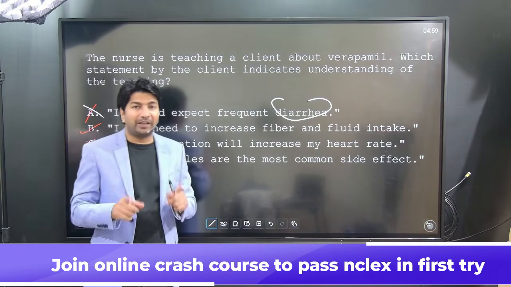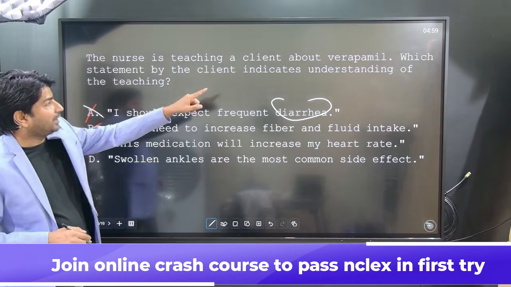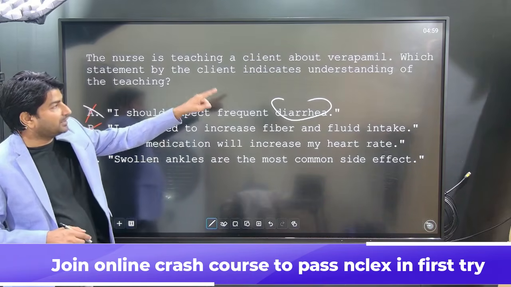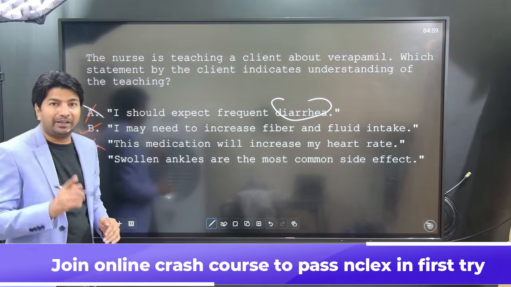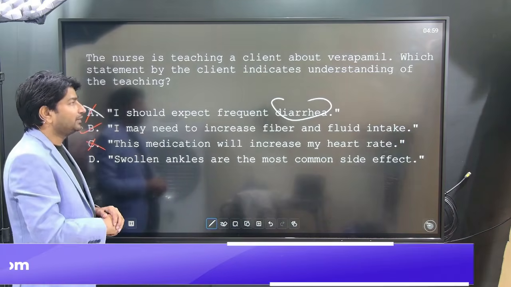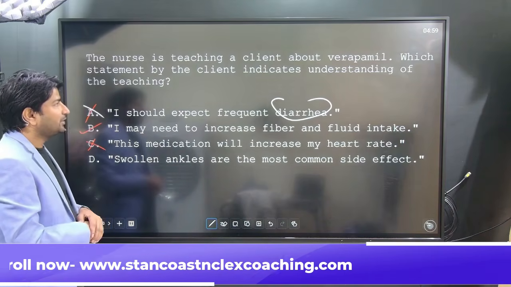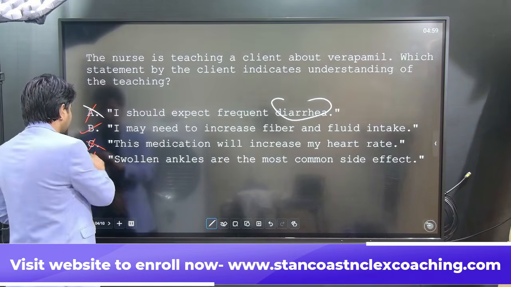So you have to divide calcium channels into two categories. Here we are talking about a calcium channel blocker, but this is verapamil. It means this is a non-dihydropyridine calcium channel blocker, so it'll work on the heart only. It will not dilate the arteries, so there will be no ankle edema. So this is also an incorrect statement.